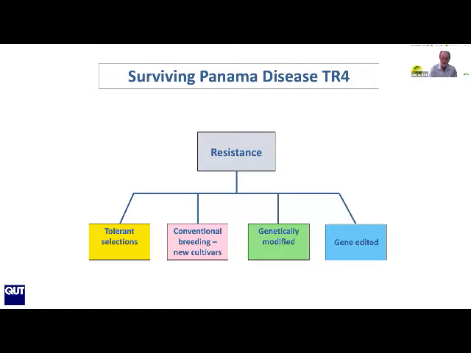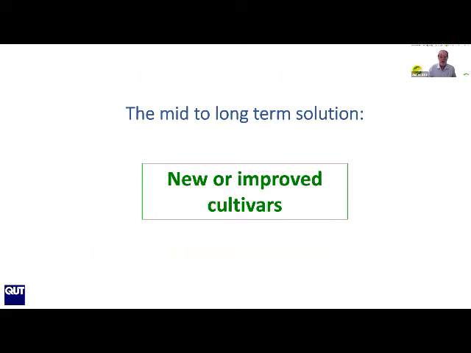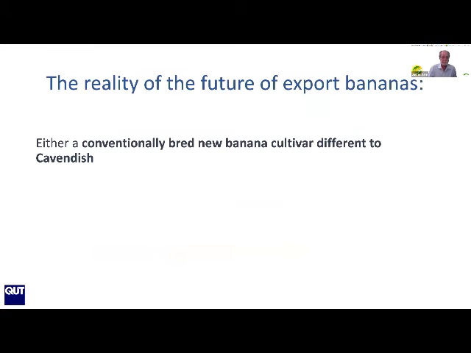The important thing to remember here is that conventional breeding will end up with a new cultivar. It won't be Cavendish, it'll be something different. And then more recently, and we can probably call them the new breeding technologies of genetic modification, and much more recently gene editing. And the result here is that you can actually edit the cultivar or modify the cultivar that you're actually growing. So mid to long-term solution, definitely new or improved cultivars.